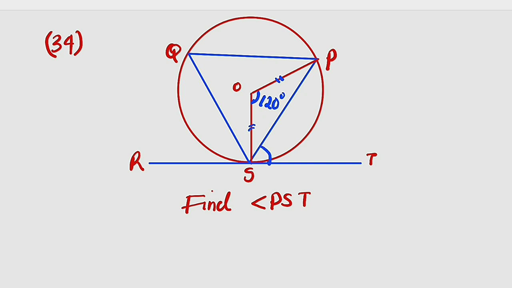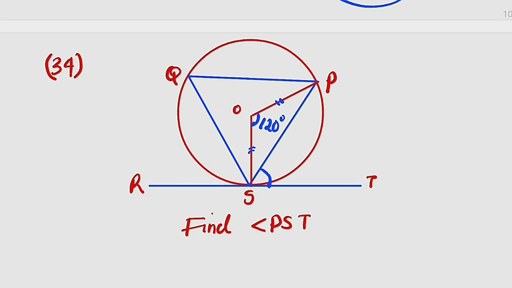Since we are dealing with objective questions, I don't think I'm going to show any working here. One thing you should remember is that the angle subtended at the center is twice the angle subtended at the circumference from the same arc or chord. So therefore, this angle right here must be what? 60 degrees, because the angle subtended at the center must be twice this one. So once you divide the angle subtended at the center by 2, you obtain this one.